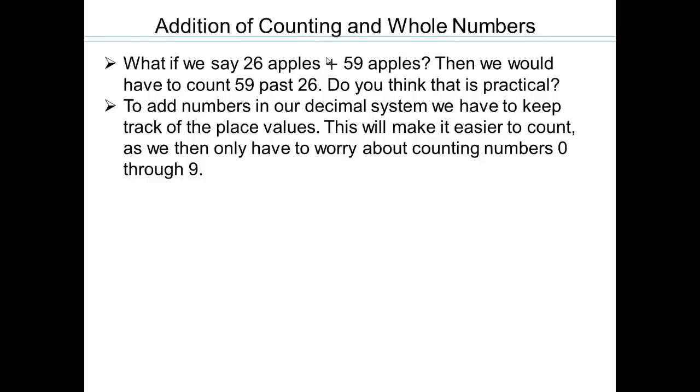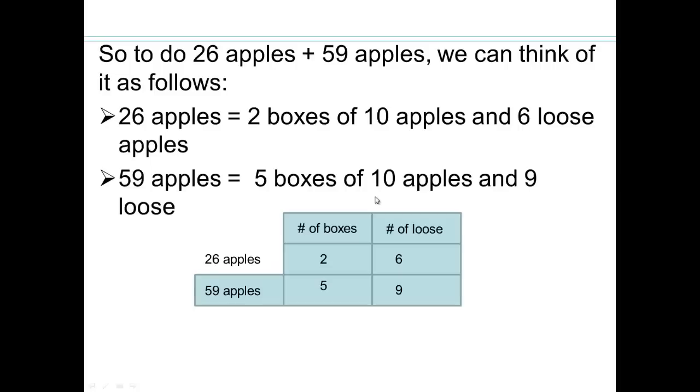So to add numbers in our decimal system, because you're a mathematician, you have to find an easier way. What we do is we line up our decimals so that each place value is lined up. This allows us to add like units, the unit being the place value. And then we only have to add numbers 0 through 9. So let's see how that works. We can visualize the 26 apples and the 59 apples the following way. 26 apples can be thought of as having 2 boxes of 10 apples and 6 loose apples. And 59 apples can be thought of as 5 boxes of 10 apples and 9 loose apples.